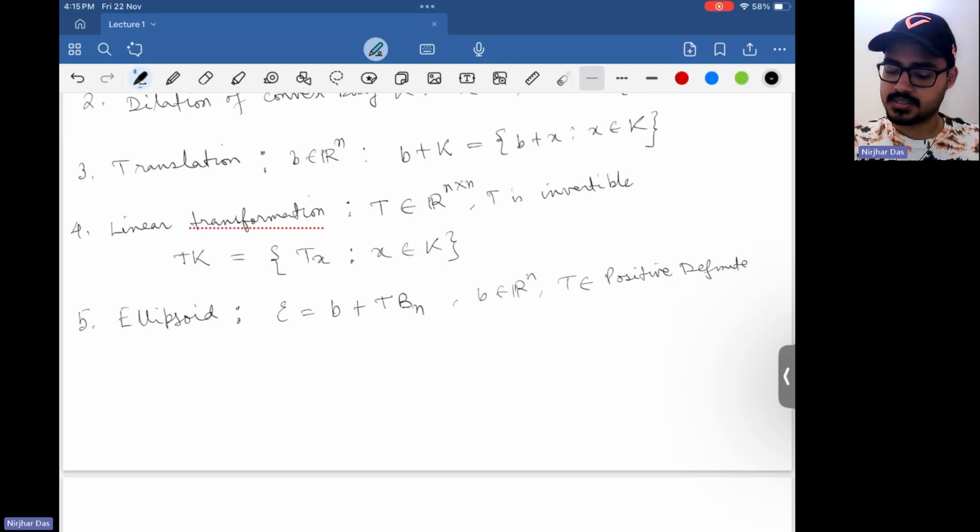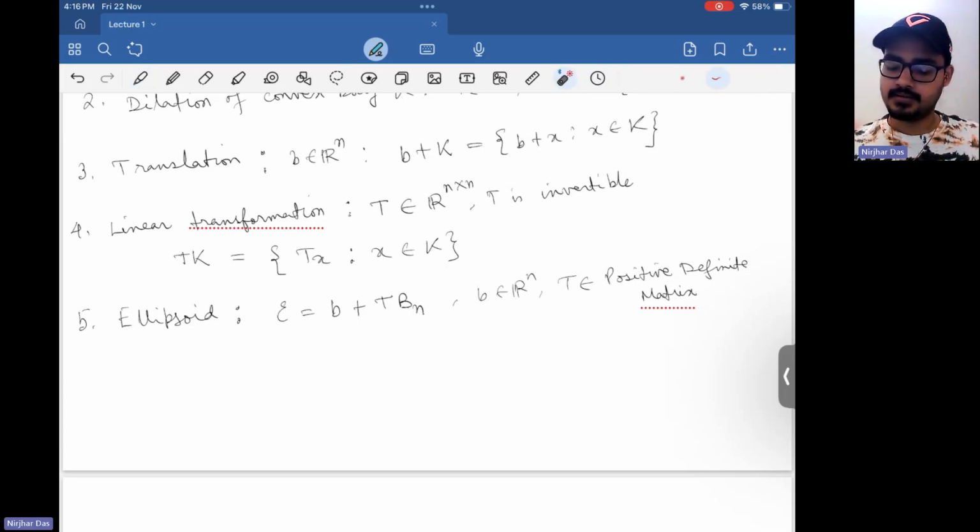Positive definite matrices are matrices which have all eigenvalues positive, strictly greater than zero. A positive definite matrix is a subset of R^{n×n}, and it's invertible. You can check that. So you pick such a T, and then T times B_n, the linear transformation of the ball using T, gives you some other object, and you add a translation with respect to b, and you end up getting this body, calligraphic E, which is what we will call an ellipsoid, right?